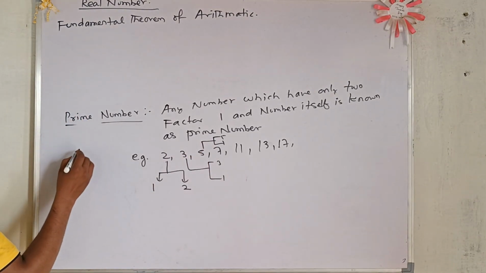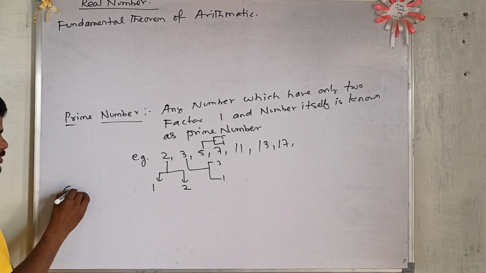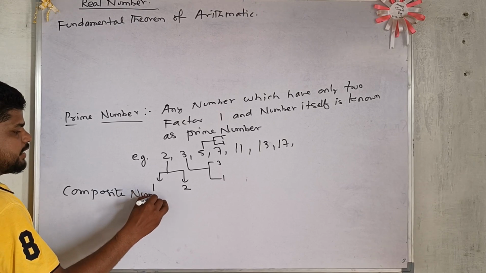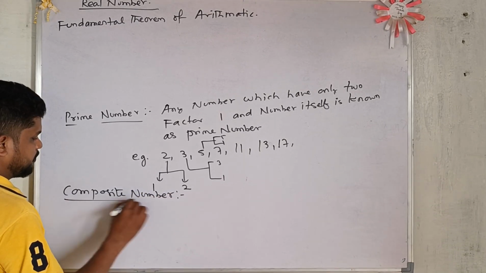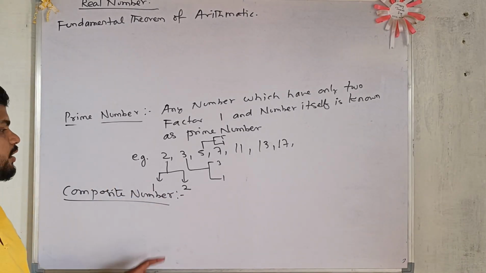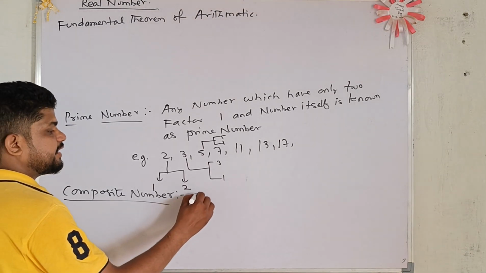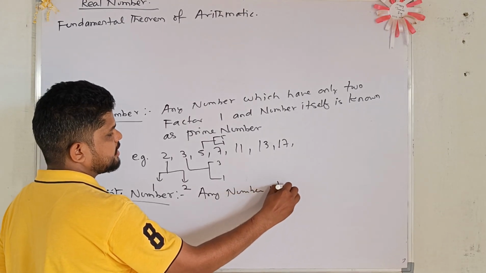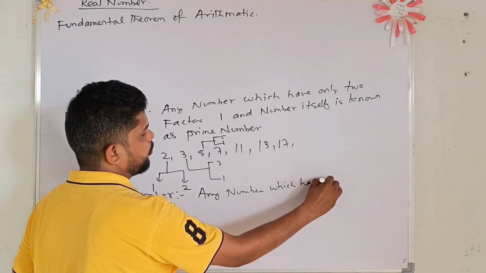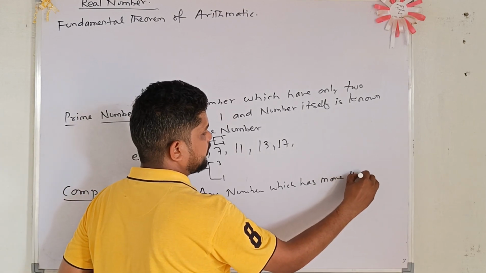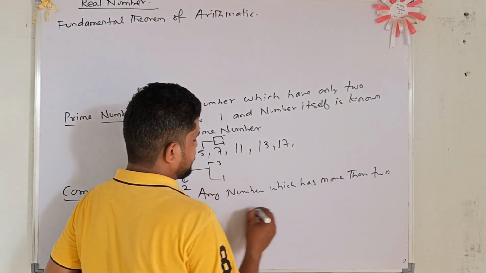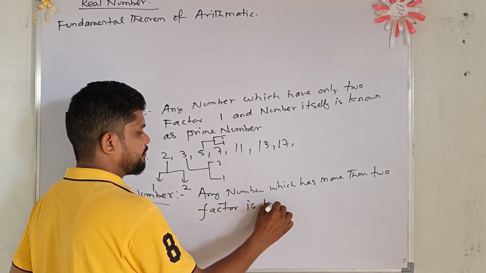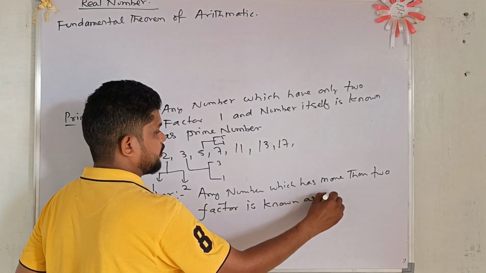Okay, so one more thing is required, a composite number. A composite number is the complement of a prime number. So the definition goes like this: any number which has more than two factors is known as a composite number.